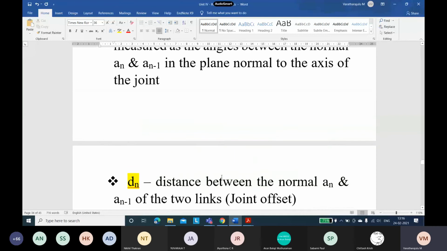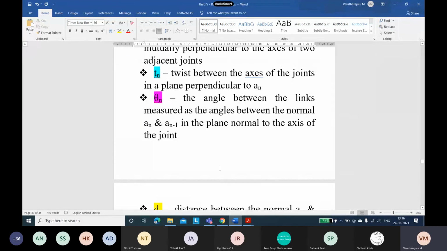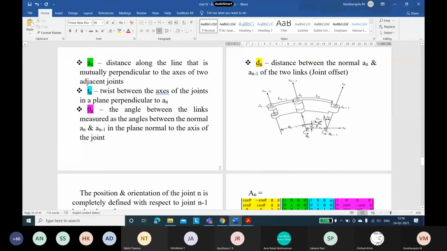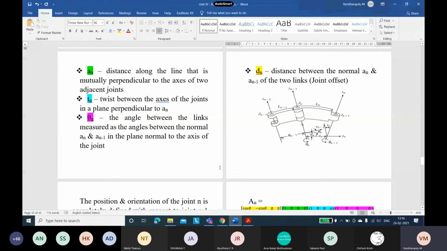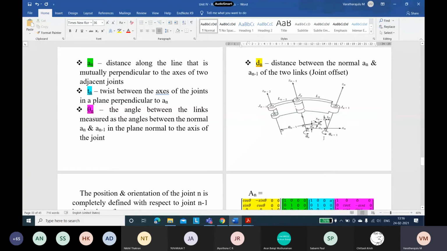Now please make a note of these 4 different points: An, Tn, theta n and dn. Here we have an. Here the inclination is Tn. And theta n is the angle between the links, measured as the angle between the normals an and an minus 1, in the plane normal to the axis of the joint. And dn is the normal distance between an and an minus 1, that is the perpendicular distance between an and an minus 1.